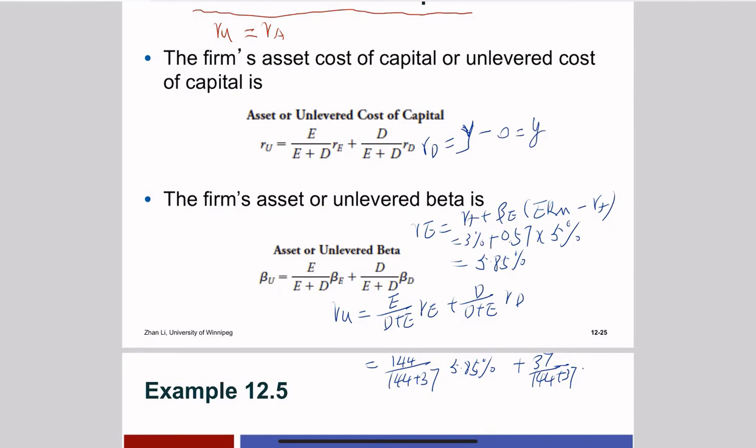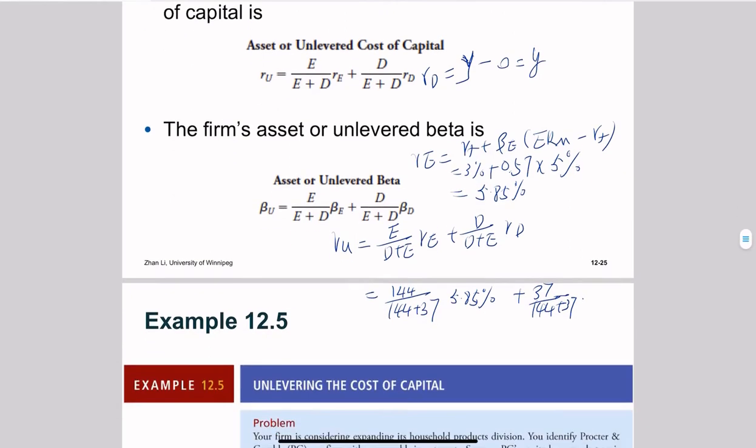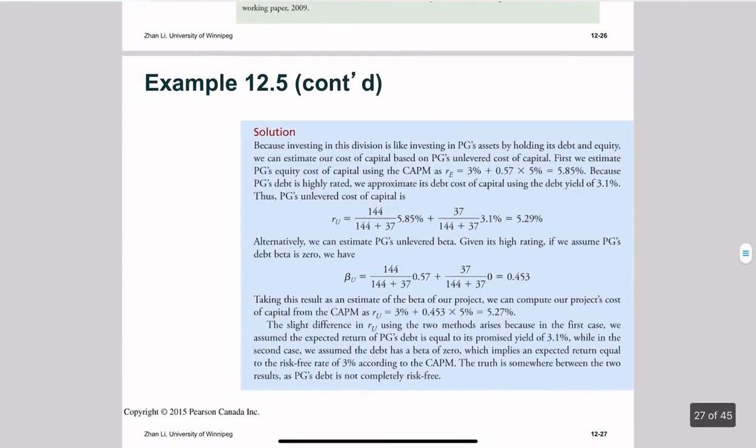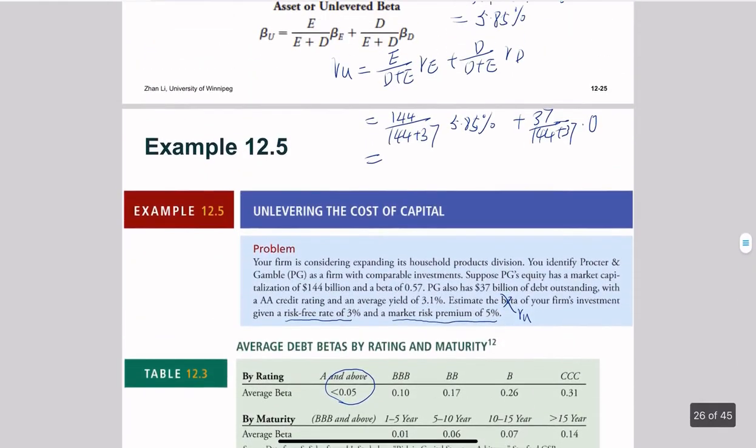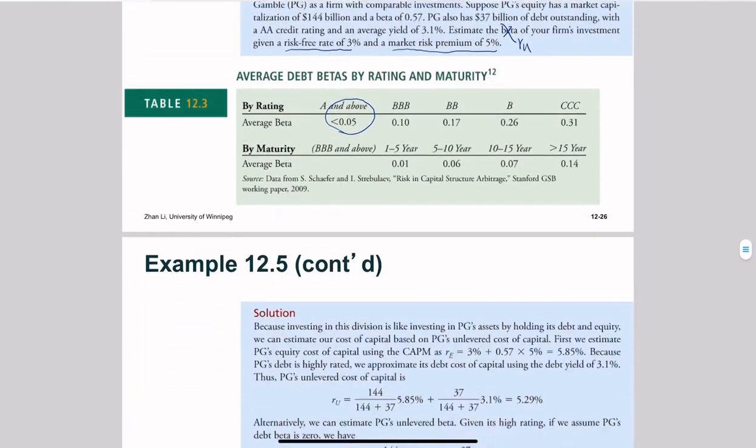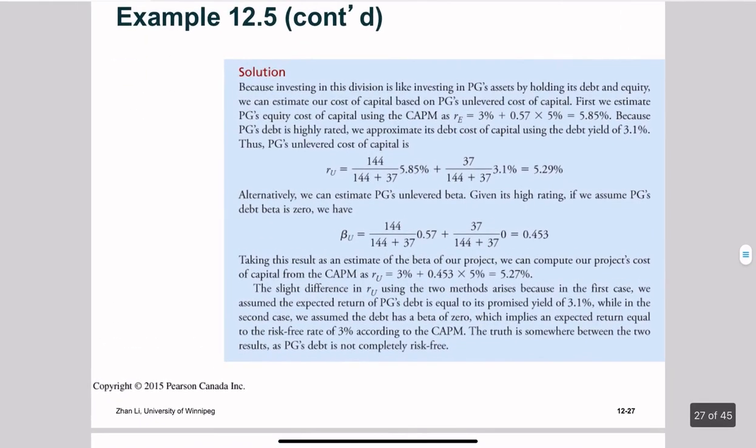Clearly, this is a special case, and it only holds for high rated debt. If you have a CCC rated debt, then you have to make the adjustment carefully by plugging in the probability of default and the loss rate if there is a default. Okay, great. So now we could just put 0 here. And this gives us 5.29%. So under these two methods, we have two slightly different numbers.